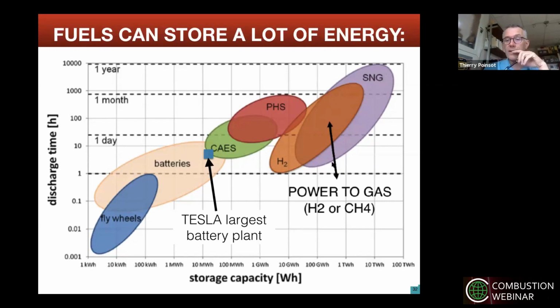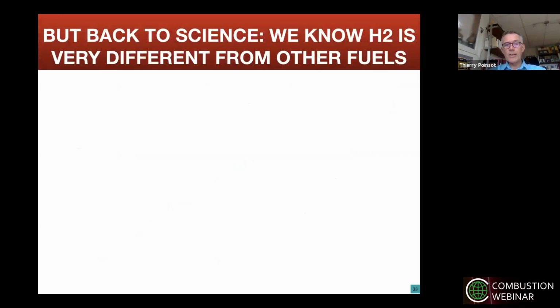So if you want to be serious about storing energy, you need to go to these power to gas strategies because they will allow you to store enormous amounts of energy, unlike batteries. Because if you want to go from here to here with 6 orders of magnitude, we will have batteries everywhere, and that will be a major problem. It's not even a problem of the electric car that we are discussing. We are discussing amounts of energies which are much, much larger. Well, let's go back to science.